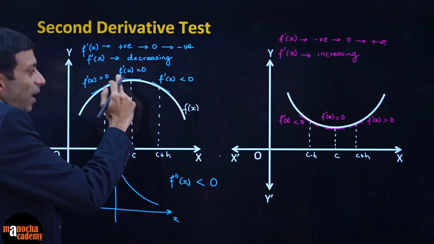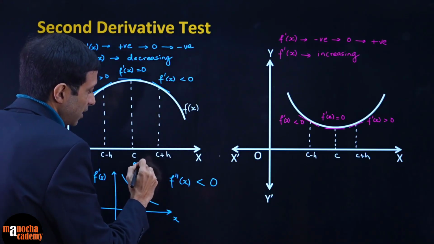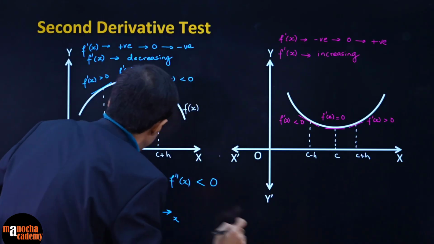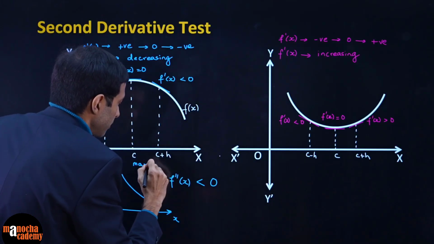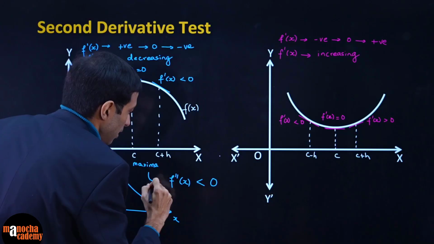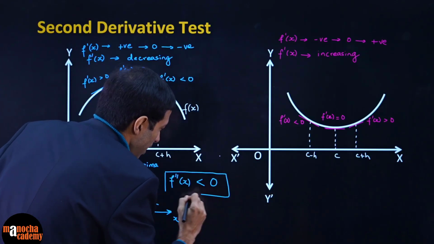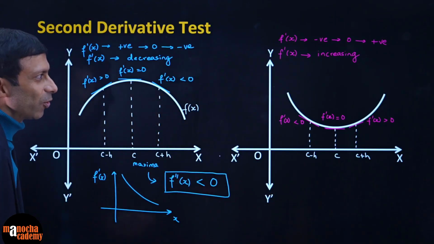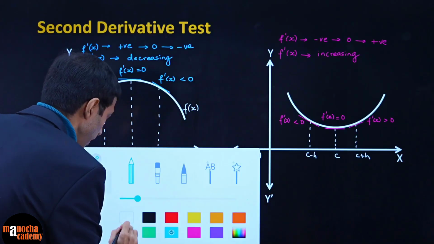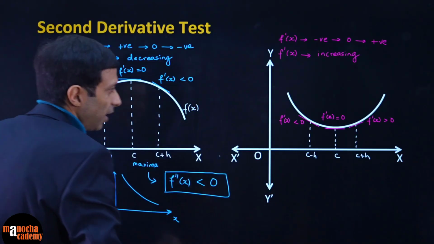That for maximas, for your maximas, the double differentiation will be less than 0. Similarly, let's move on to the minima side, and the concept will be super clear to you.